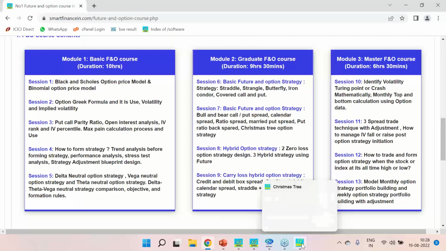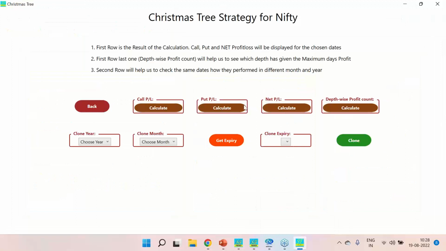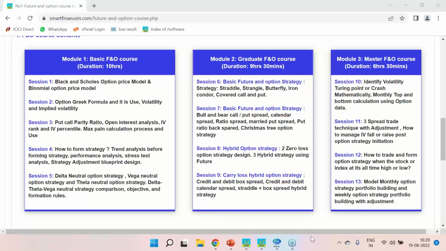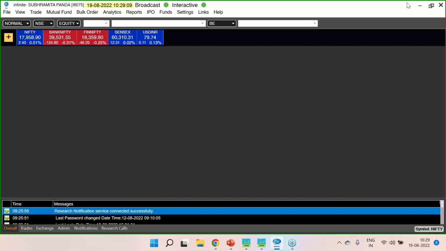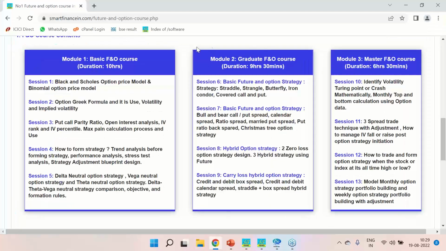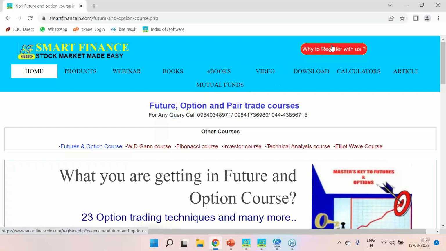So that is the example through this Christmas tree strategy. I have shown you that. Depth-wise, you are seeing which strikes are going to give you profit and which strikes are giving you losses. At 100 depth, the same strategy is profitable. At 500 depth, the same strategy is making a loss. So you can say, like food can give you energy, overeating also can cause death. Food can give you energy, but overeating will cause death.